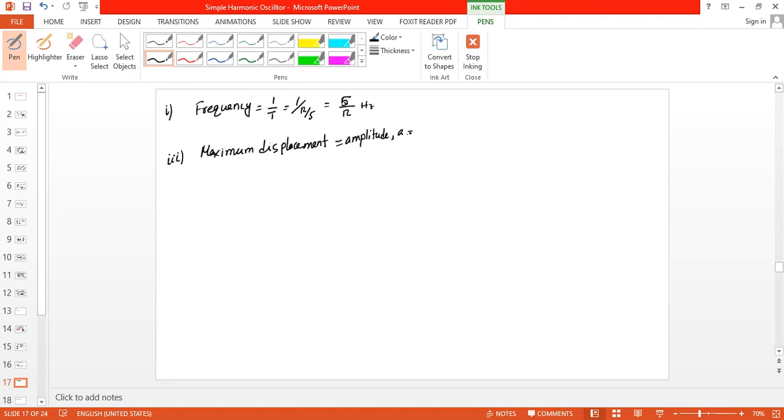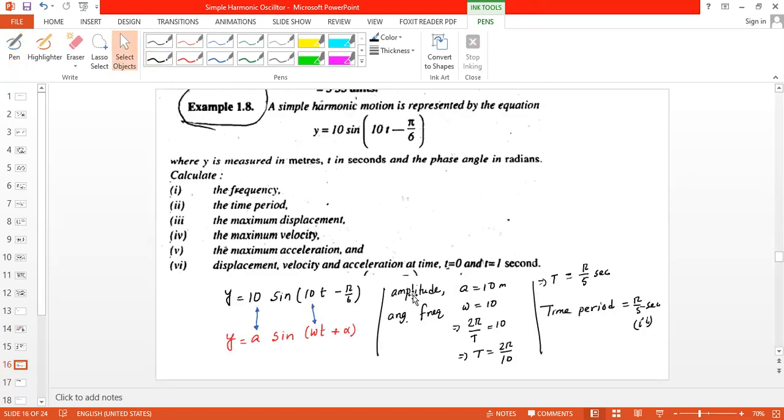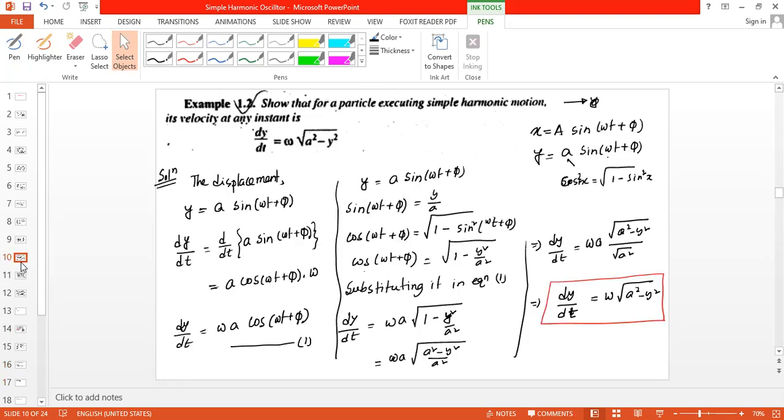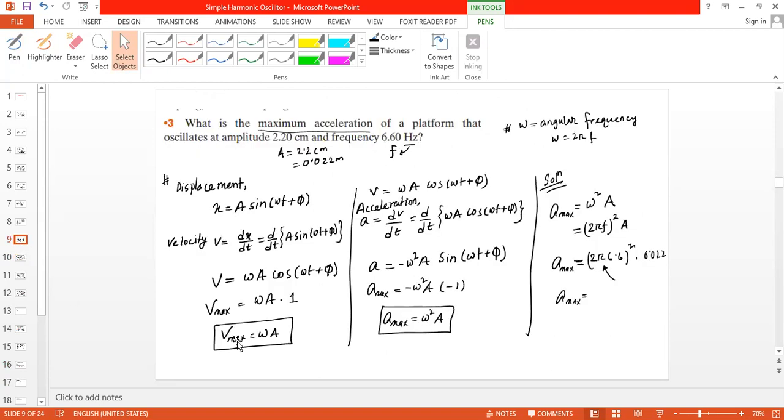Amplitude A is equal to 10 meter, that we already solved here. You see that the amplitude is 10 meter and the maximum velocity. If we go back to the previous class, you see that maximum velocity is omega A and maximum acceleration is omega square A. So we will use this formula here.